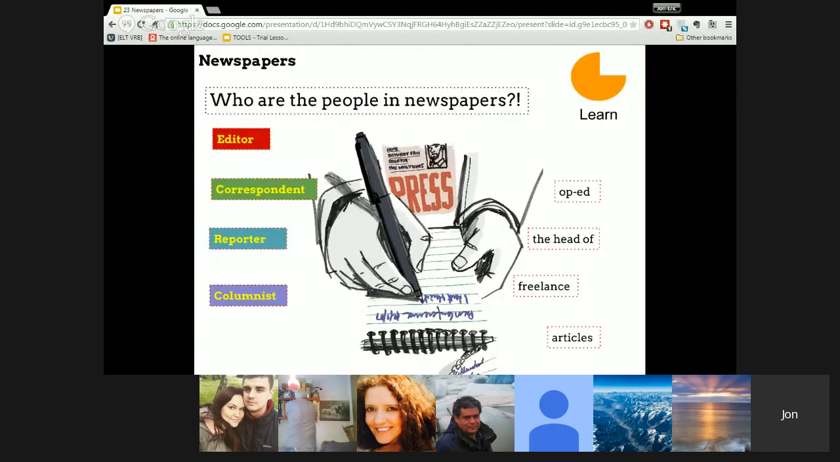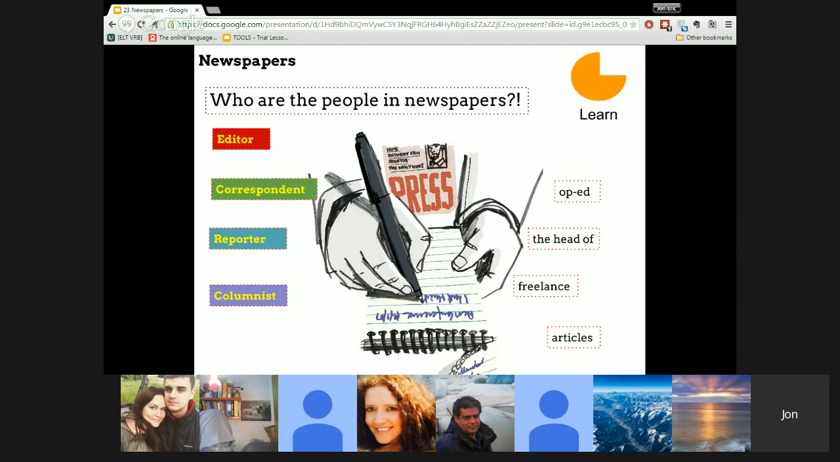So, just to recap, the head of a desk in a newspaper. Editor. We matched up with the editor, right? I'll put that in the chat window. And you matched up op-ed, Rebecca, with columnist. And you are right. A columnist is a regular opinion writer. Very good. What can we say about the correspondent?